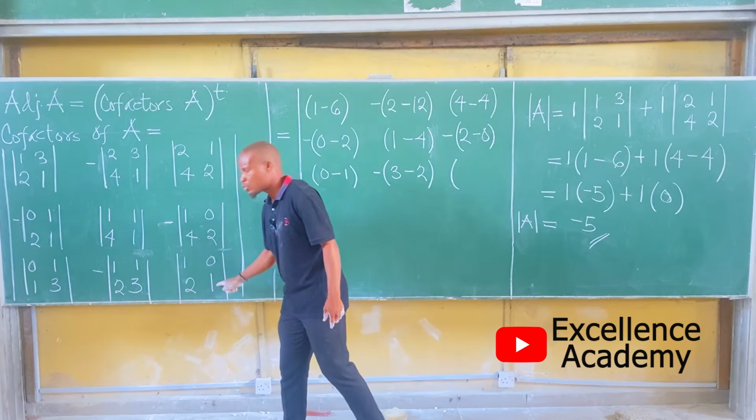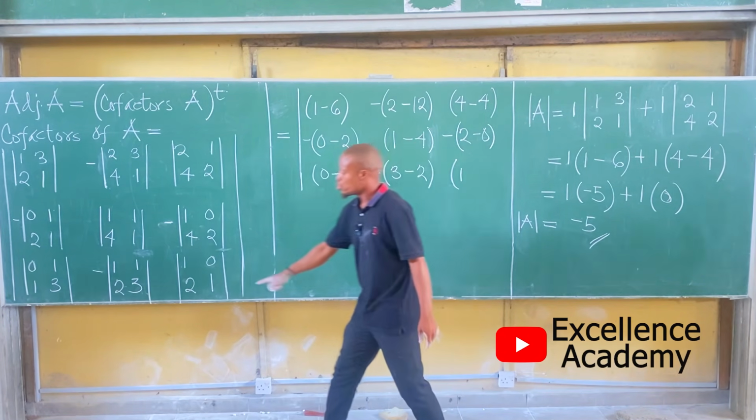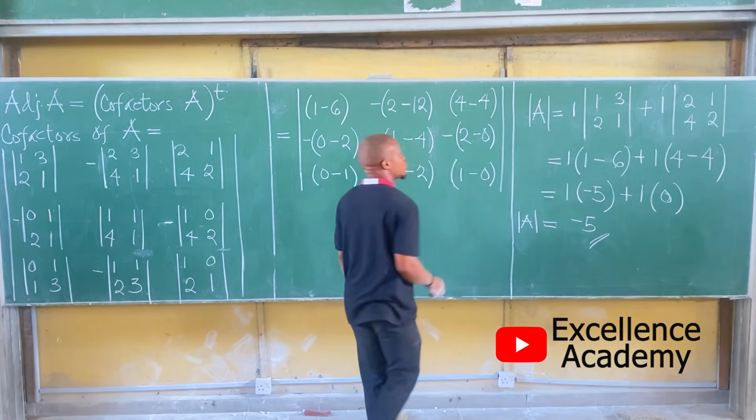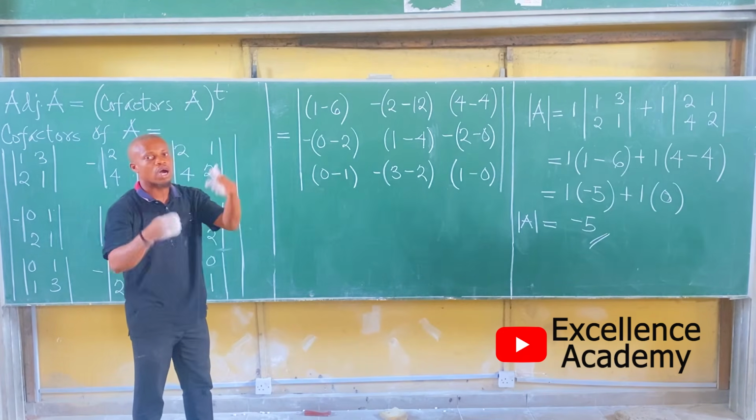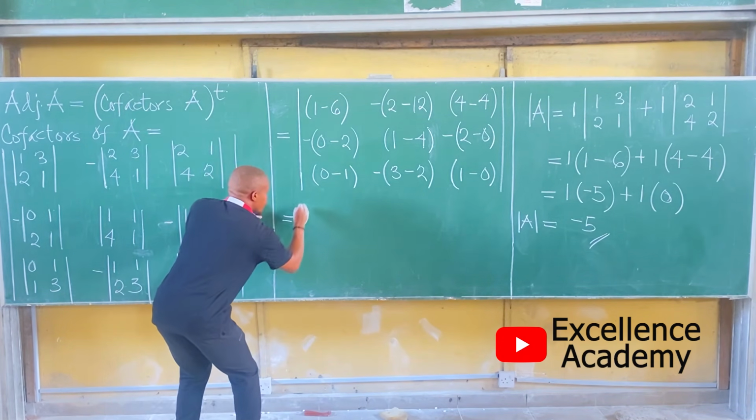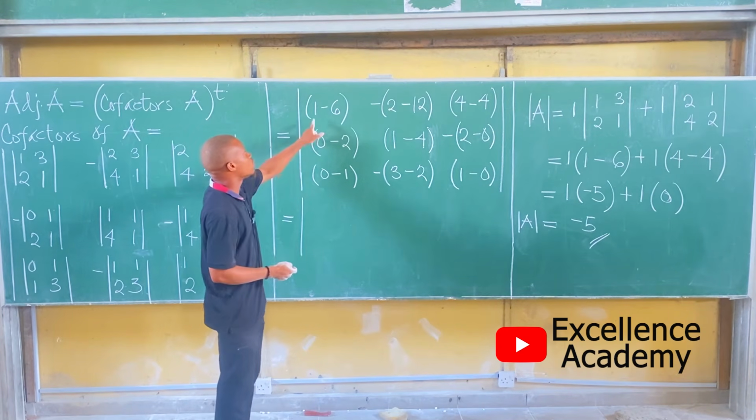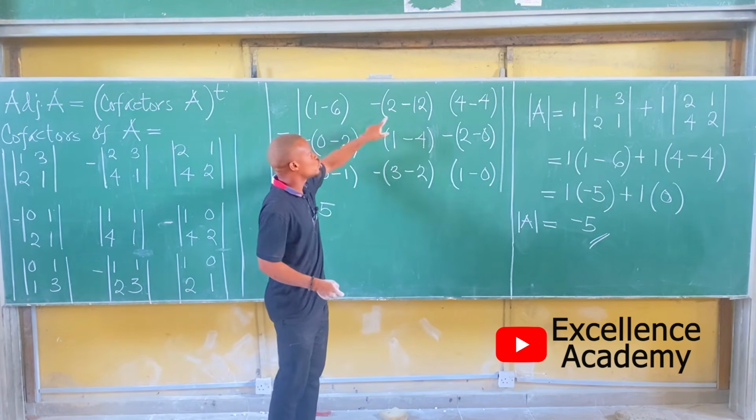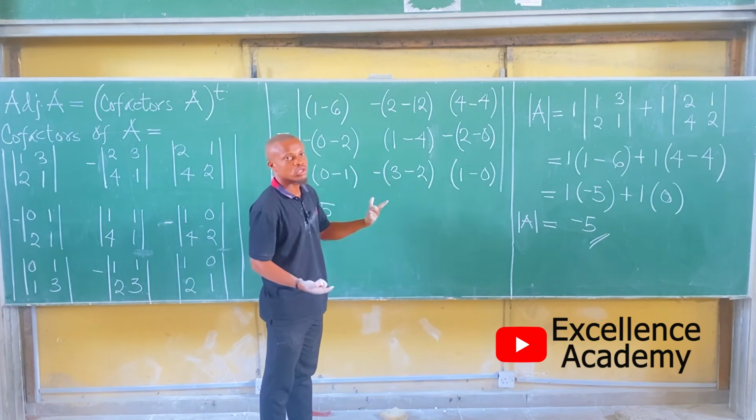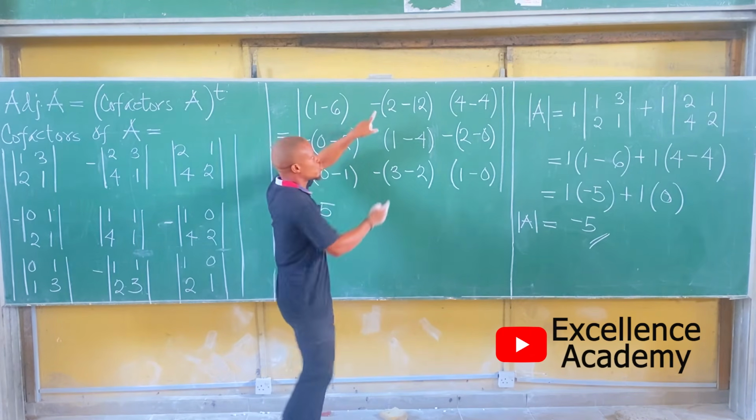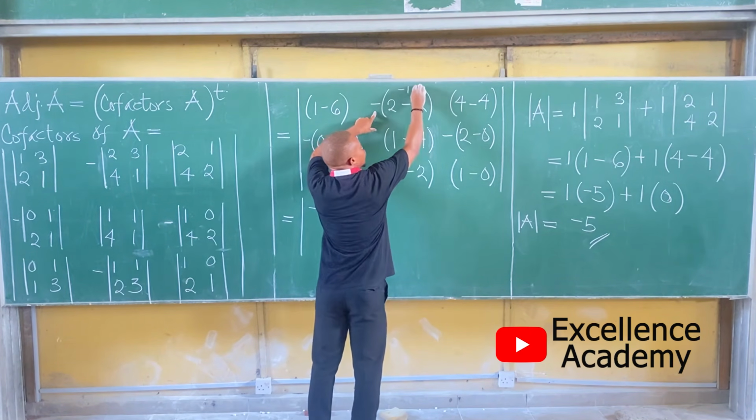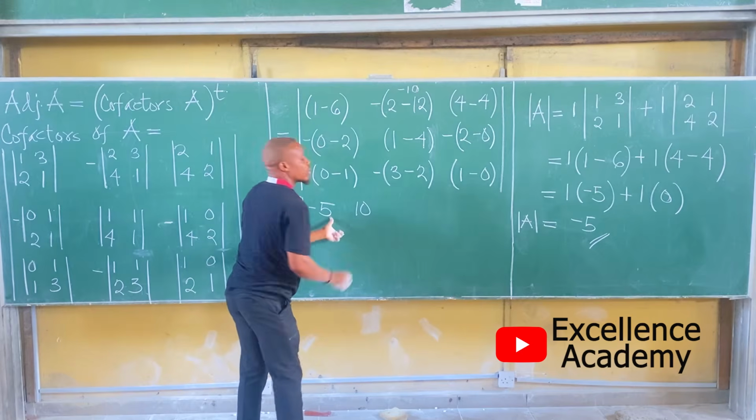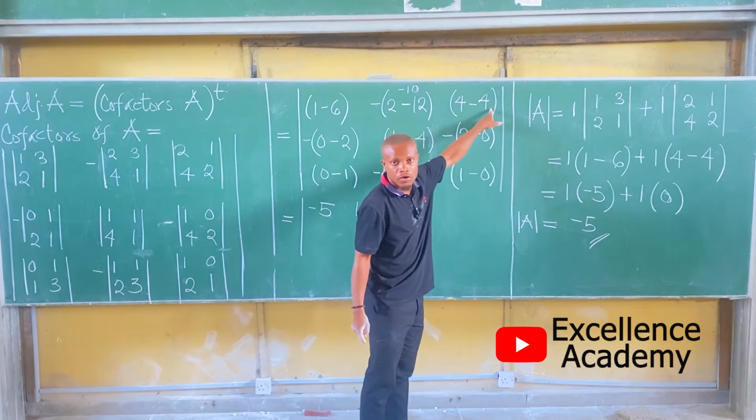Finally, 1 times 1 is 1. 2 times 0 is 0. Minus 0. Alright, so this gives us our cofactor after simplifying. Therefore, my cofactor becomes 1 minus 6 minus 5. Minus 2 minus 12 gives us minus 10, right? Minus 10 times this minus. Okay, 2 minus 12 gives me a minus 10. Minus times minus gives us a plus 10. 4 minus 4, 0.